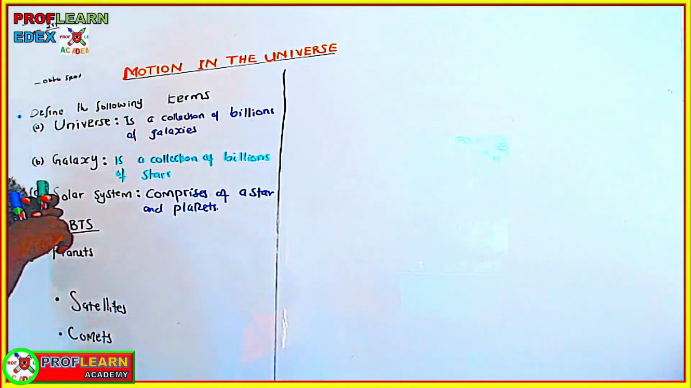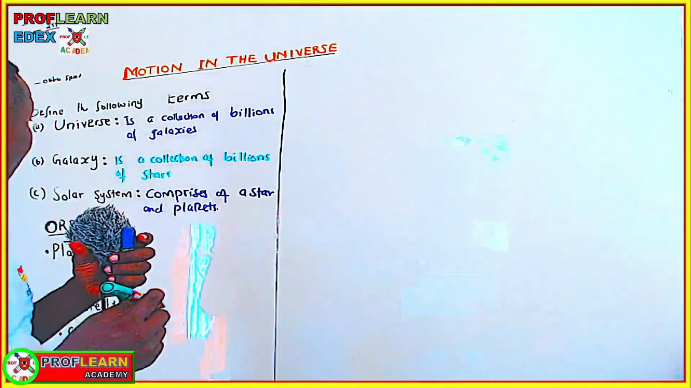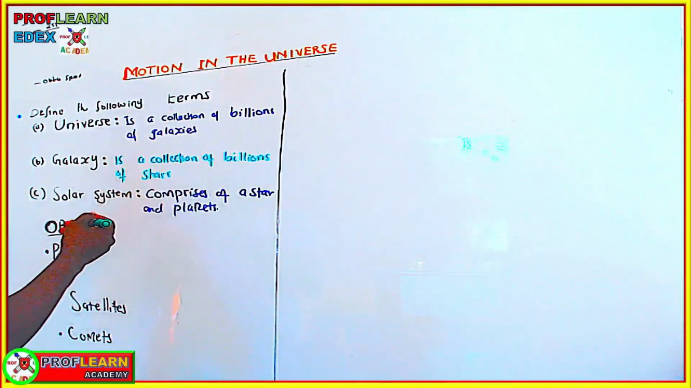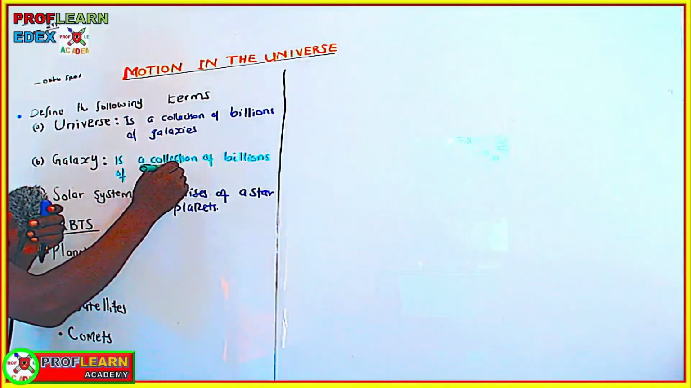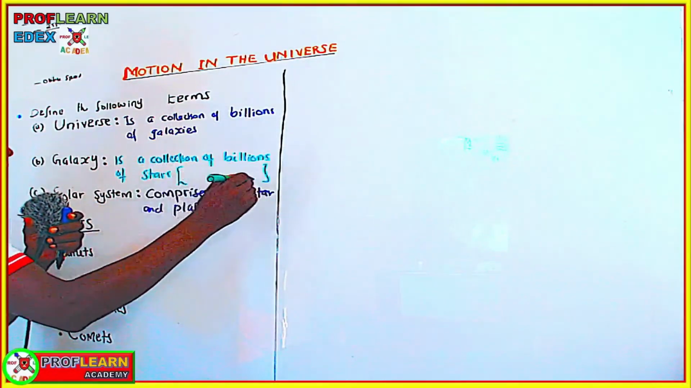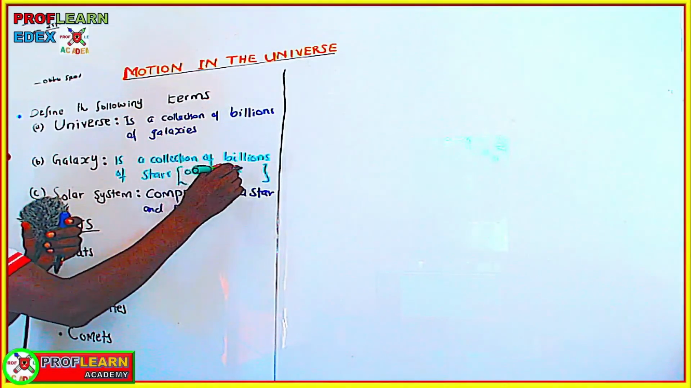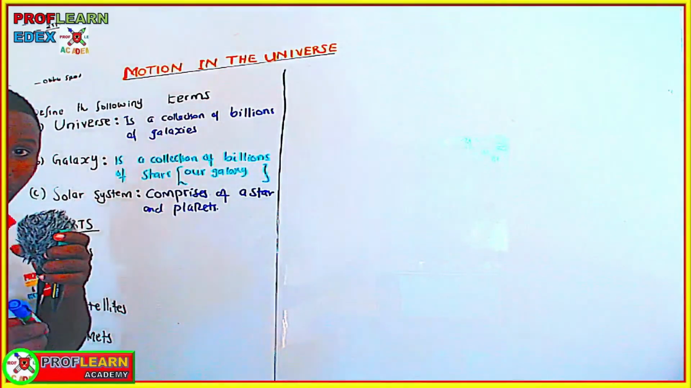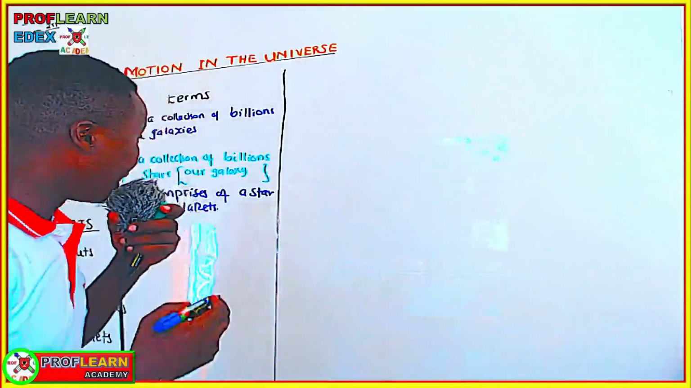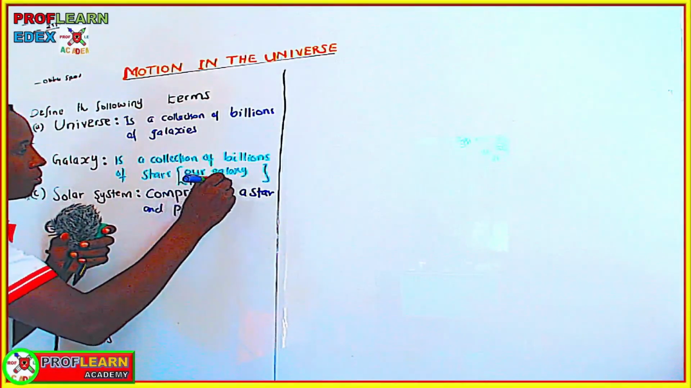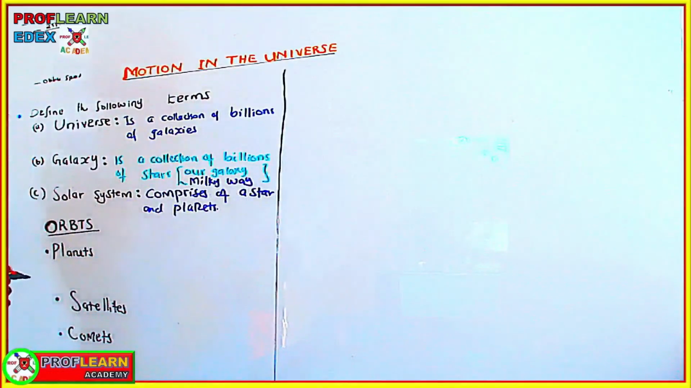Now, because we have said that a galaxy comprises a billion stars, we can say our galaxy, the galaxy that we are in, is called what? Our galaxy is called the Milky Way. That one you need to understand.